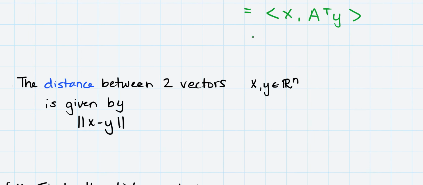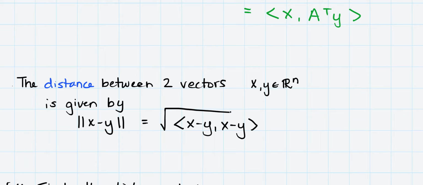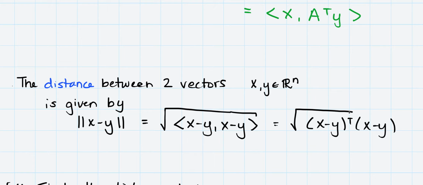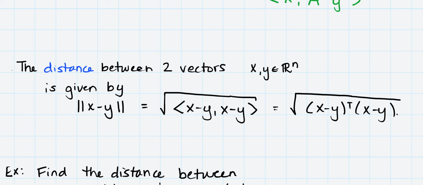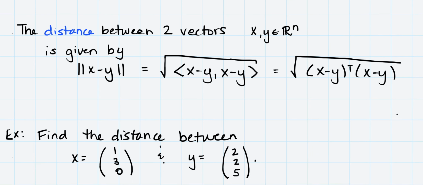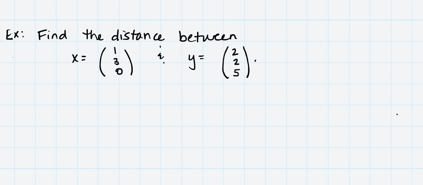The next thing we're going to talk about is the distance between two vectors. So say we have two vectors in Rn, then the distance between them is given by taking the norm of x minus y. So you can write it this way if you like, or you can say the square root of x minus y transpose times x minus y. Let's do an example of this. So let's find the distance between these two vectors in R3.